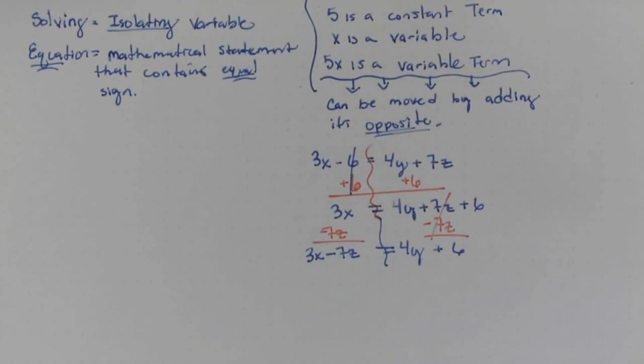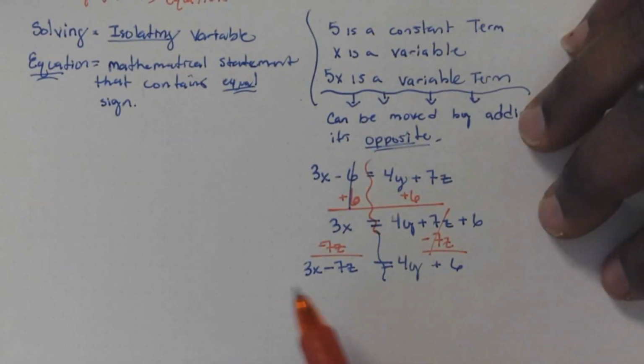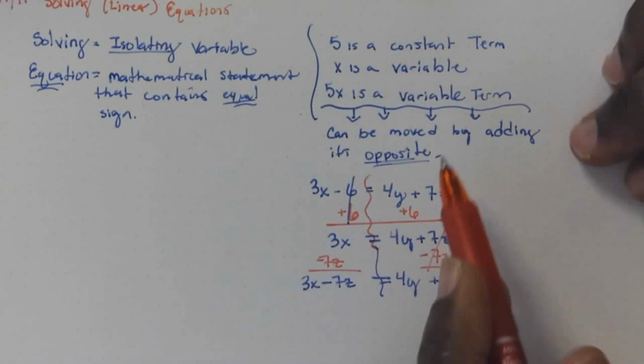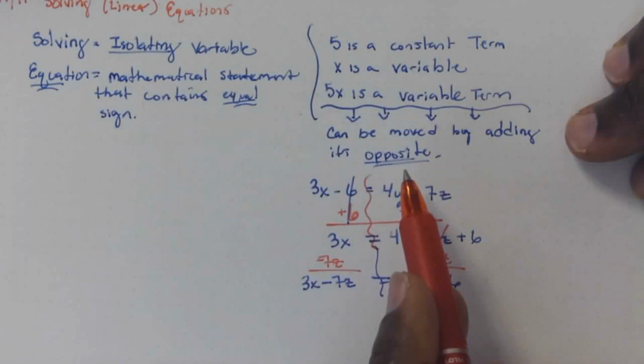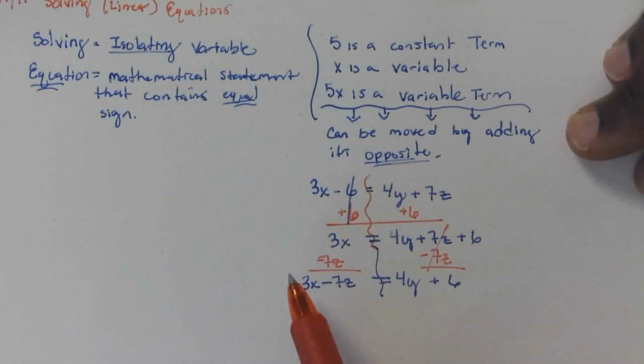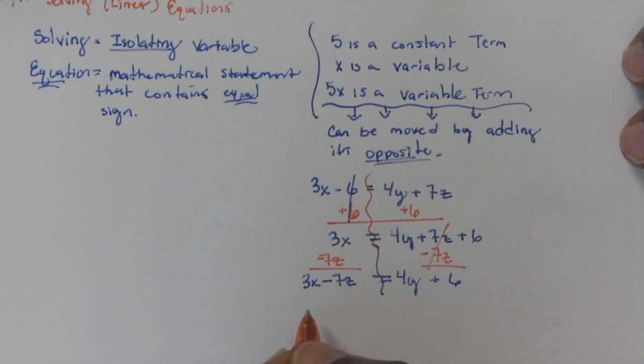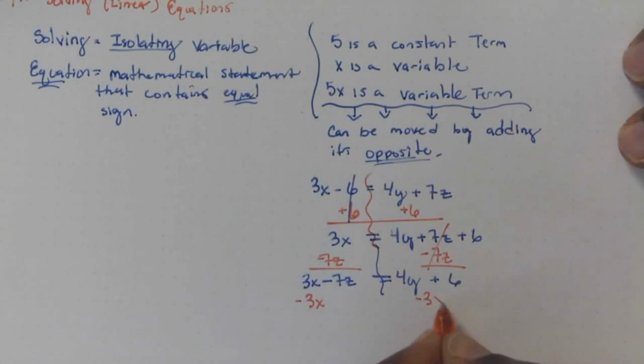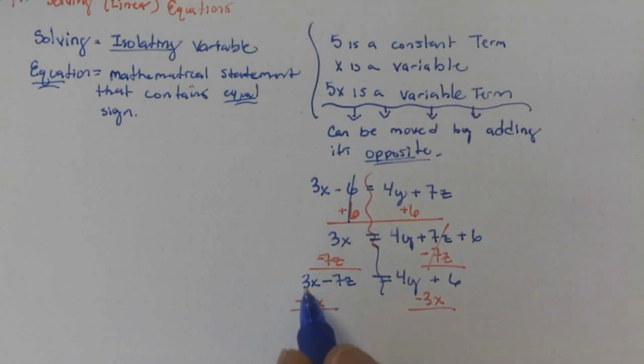Let's move the 3x now. How you move that 3x? First off, what kind of term is that, 3x? It's a variable term, right? They can only be moved by doing what? So how you going to move this 3x? You do what now? Yeah, you got to do the opposite, right? All right. Draw your line because you're finna combine some stuff, all right?